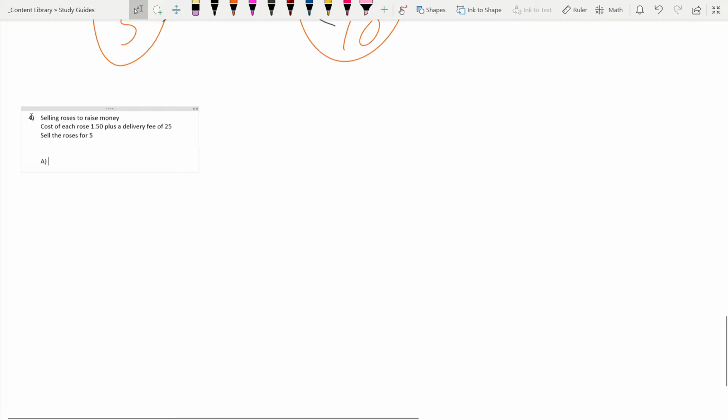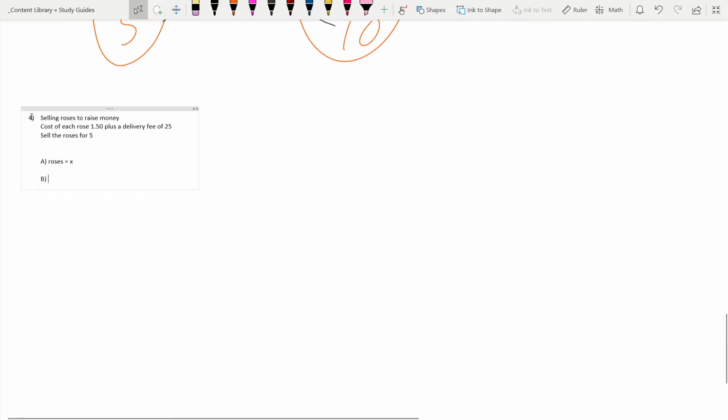So let's get down our things. It says define a variable. So what's changing here is we don't know how many roses. So I'm going to say roses is equal to X. We might decide to sell 10 roses, 20, 30, who knows. So roses is X. Then B says write a cost function.